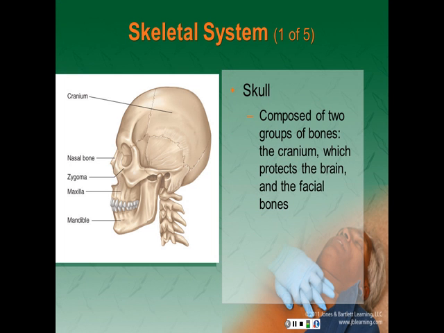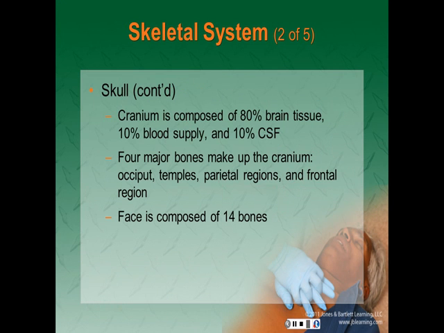The skeletal system. The skull is composed of two groups of bones, the cranium, which protects the brain, and the facial bones. The cranium is occupied by 80% brain tissue, 10% blood supply, and 10% CSF. The brain connects to the spinal cord through a large opening at the base of the skull called the foramen magnum. There are four major bones that make up the cranium, the occiput. The most posterior portion of the cranium is called the occiput.